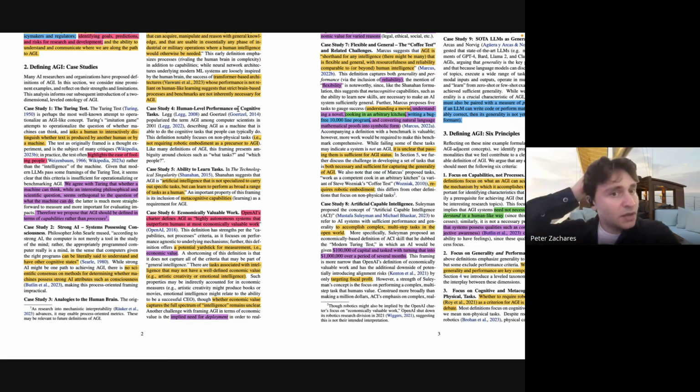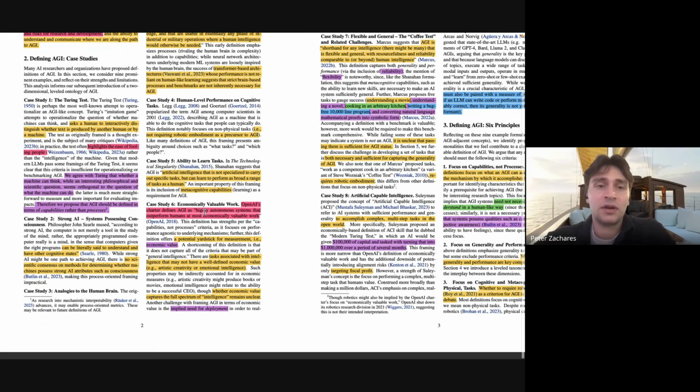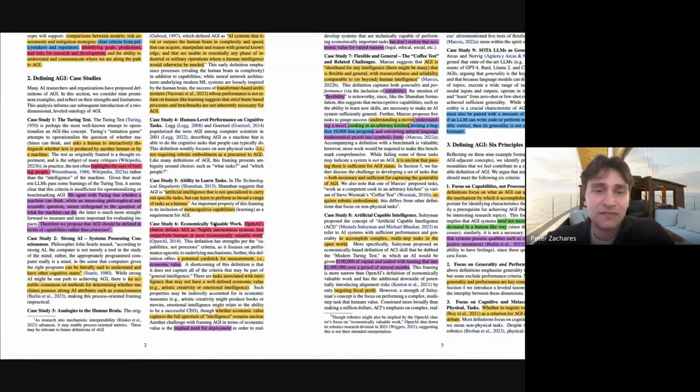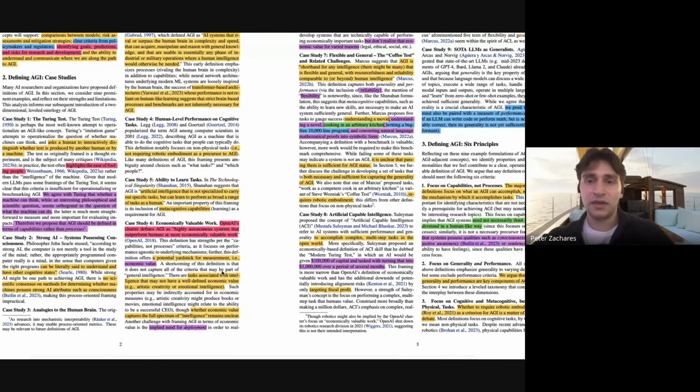Case 5 is the ability to learn tasks, like learning how to do new things. The sixth one, which I think is quite interesting, is economically valuable work. The assessment of AGI is how much of the work that we would pay a person to do it can accomplish itself. This idea of evaluating intelligence based on economic work comes up a lot in this paper, so I think it's quite a good one.